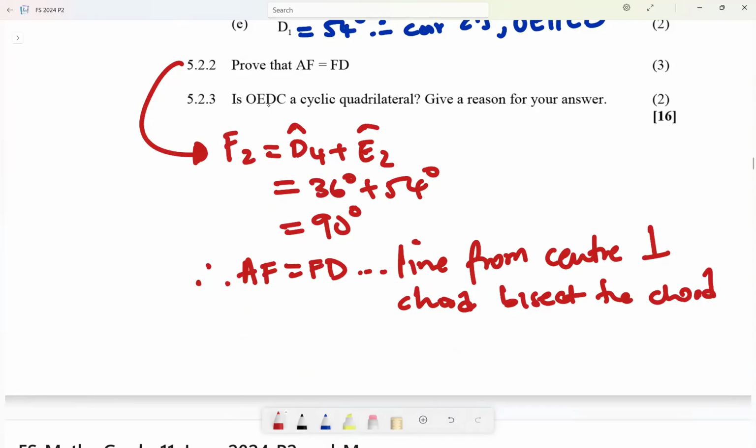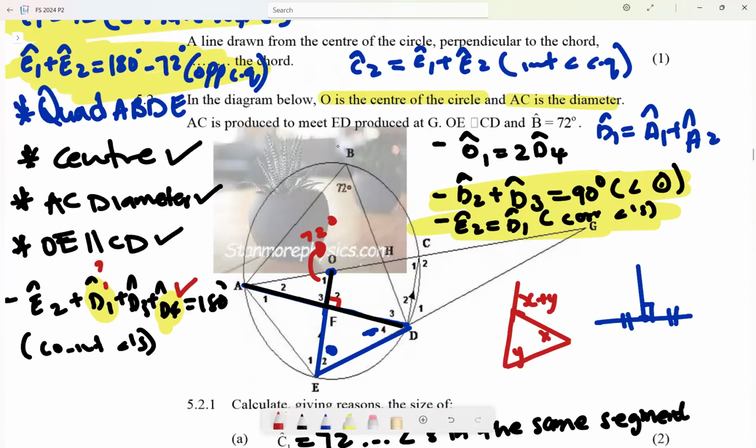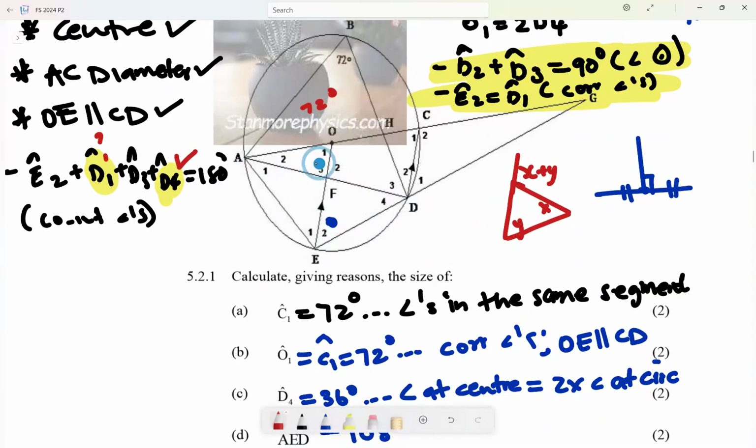Is OEDC a cyclic quad? Give a reason for your answer. OEDC. Let me remove this. O, E, so OED, C, like that. Is it now a cyclic quad?